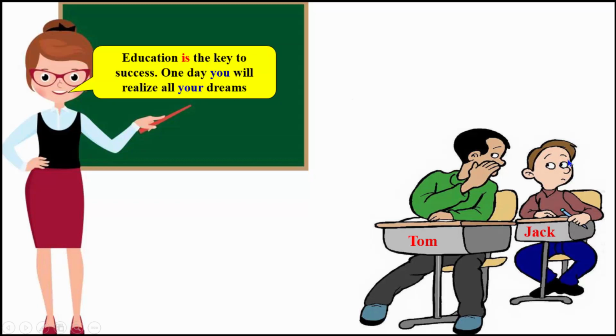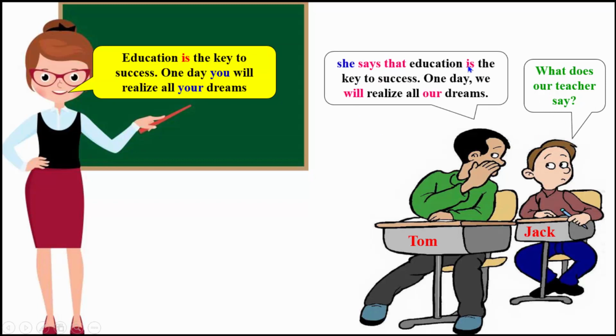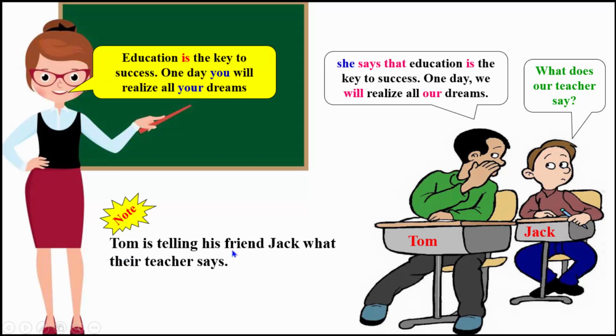But Jack is not listening to the teacher, so he asks his friend Tom this question: What does our teacher say? Tom will answer him and says, She says that education is the key to success. One day we will realize all our dreams. So note that Tom is telling his friend Jack what their teacher says. So he is just repeating the words of the teacher.